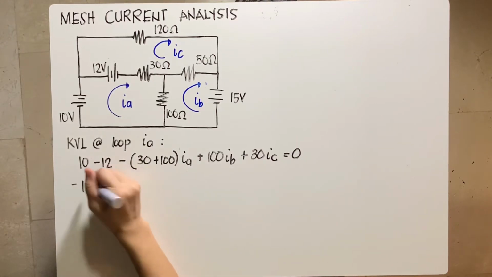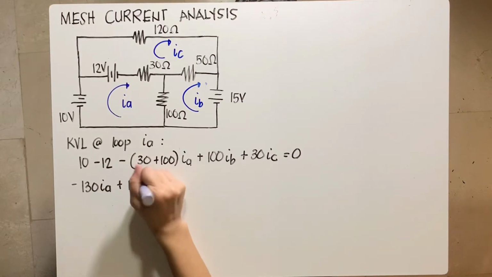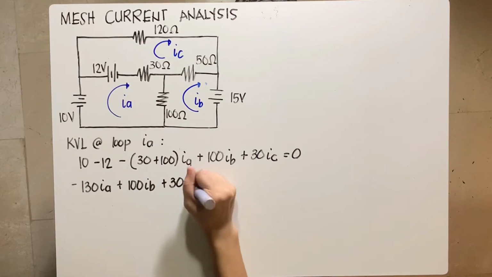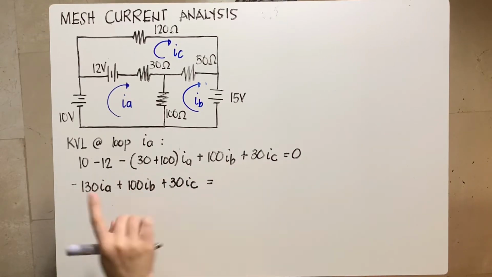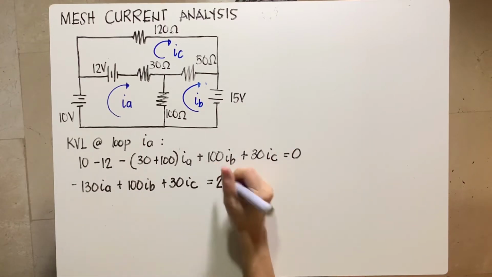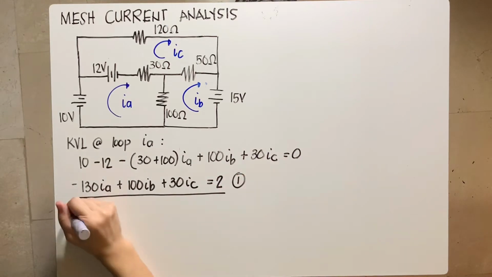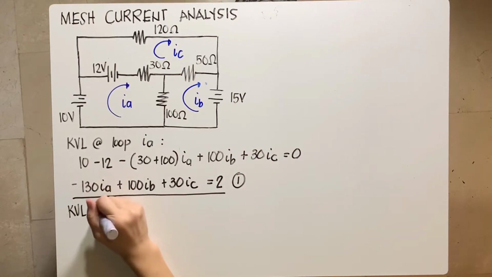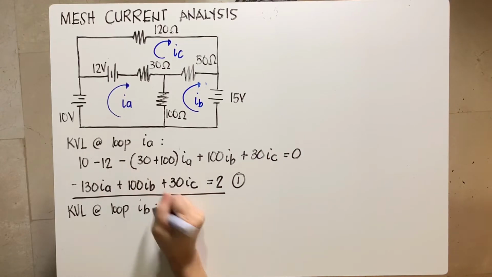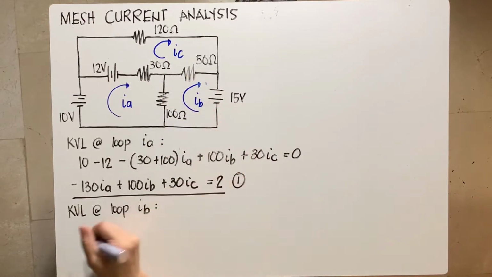Negative 130 IA plus 100 IB plus 30 IC equals, here we have 10 minus 12 which is negative 2, which transposed to the right will be positive 2. And this is your equation number 1. Next, I'll do KVL at loop IB.